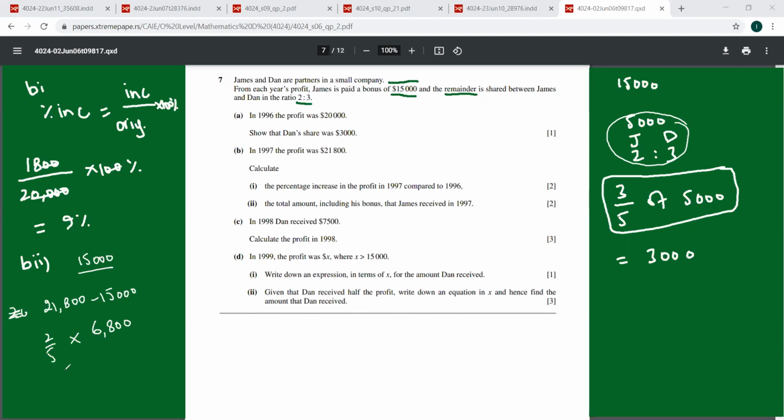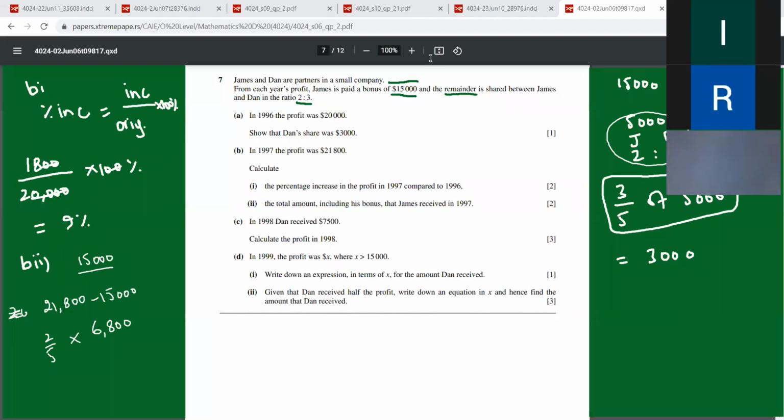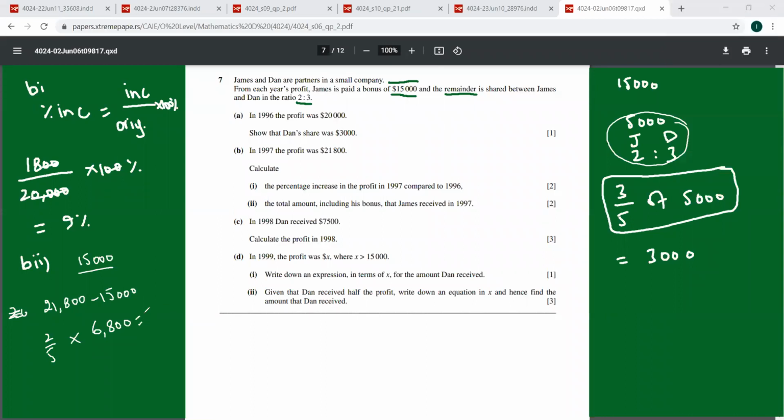So this is 2/5 of this. Let me calculate this. When I calculate, this is going to be 6,800 divided by 5 times 2. So that is 2,720. So James is going to get this plus 15,000. That is his share, $17,720. That is what James is going to get. So your B part has been done completely up to this.